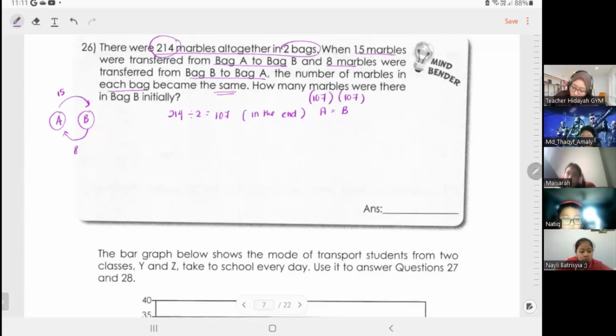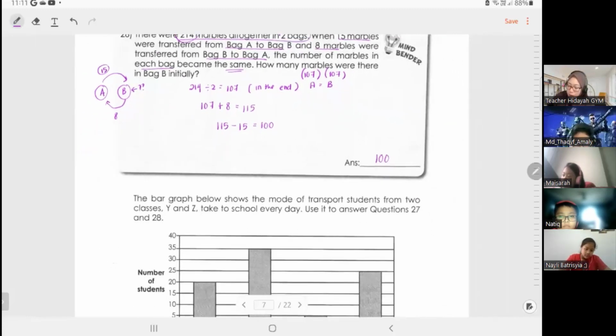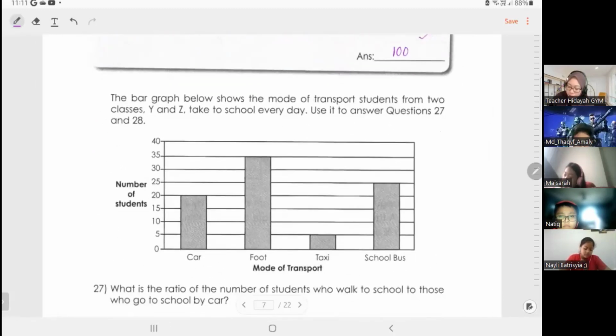I want to know how many were in bag B initially. So you take your 107 and add 8, because 8 were transferred from B to A. Take back the 8, you get 115. Then you take away your 15, because from A they put it into B. You see this one? Equals 100. So initially in bag B, there were 100. That's it. This is the correct answer. Next one.